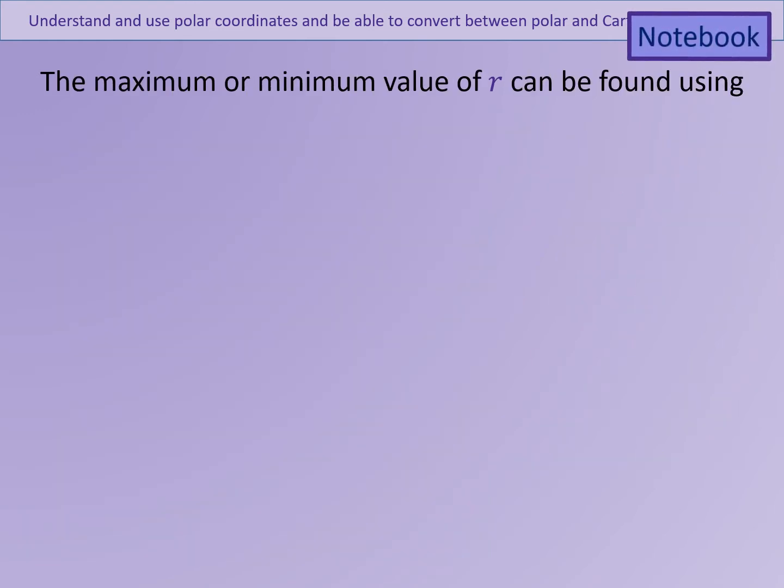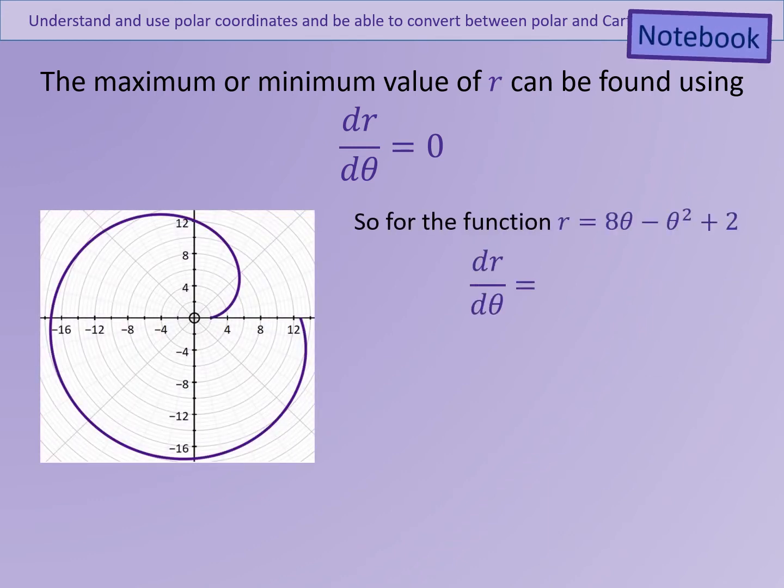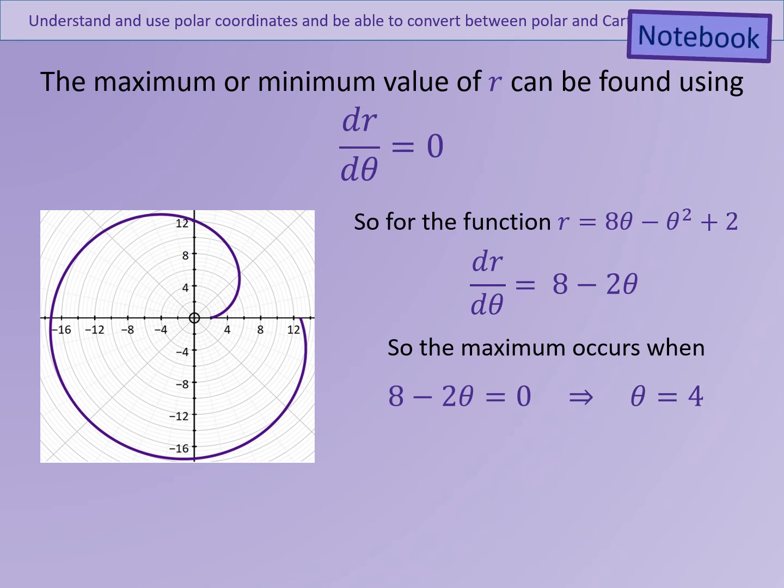So the maximum or minimum value of r can be found by finding dr by d theta and setting it equal to 0. This will find either a value where we have a maximum of r or a minimum. So finding dr by d theta would give us 8 minus 2 theta. We can set this equal to 0. This gives us theta equals 4. When theta is 4, we can then calculate the value of r from the original function. This gives us r equals 18.